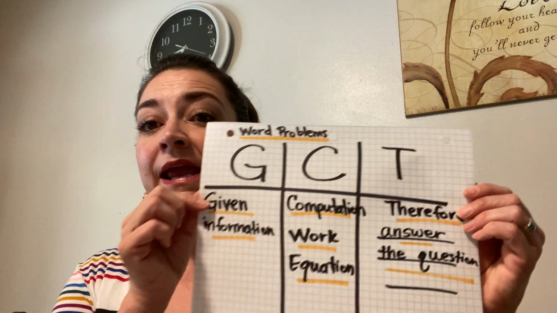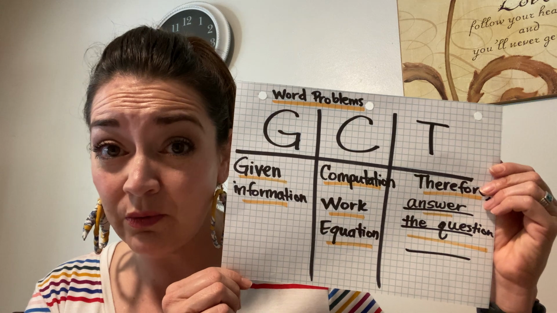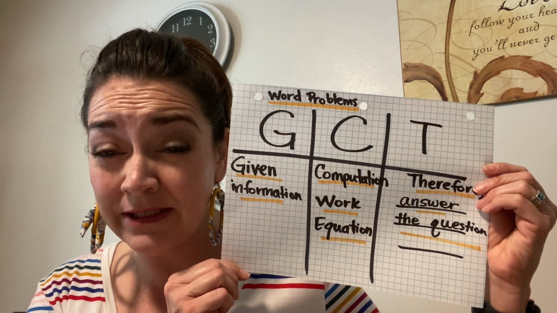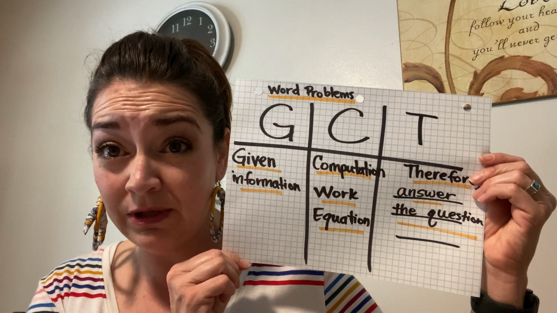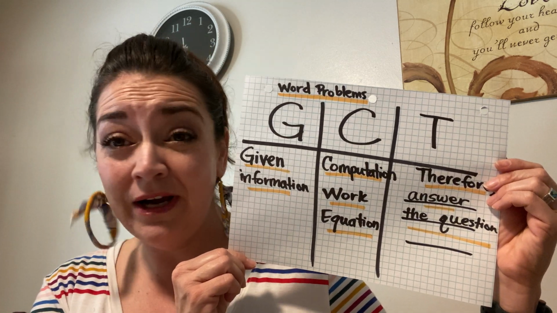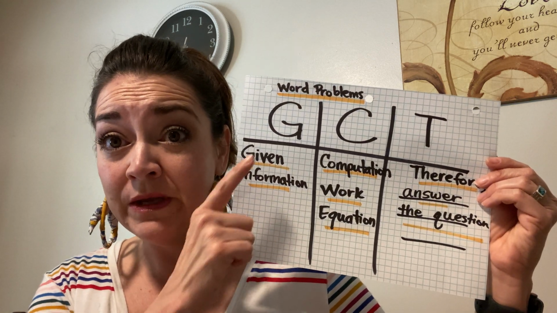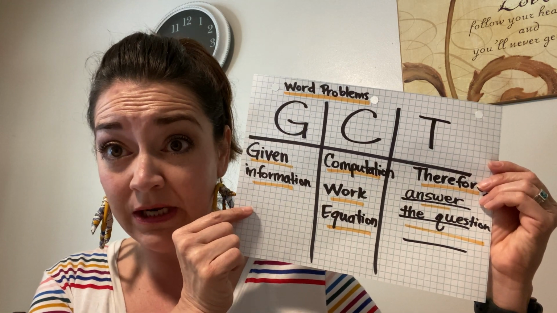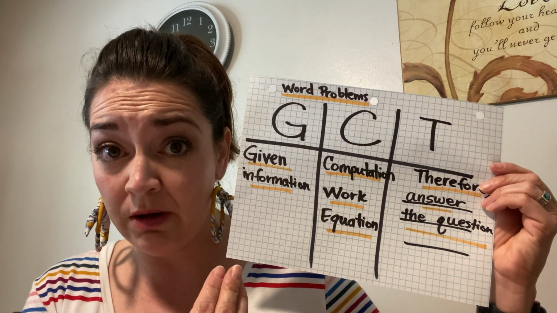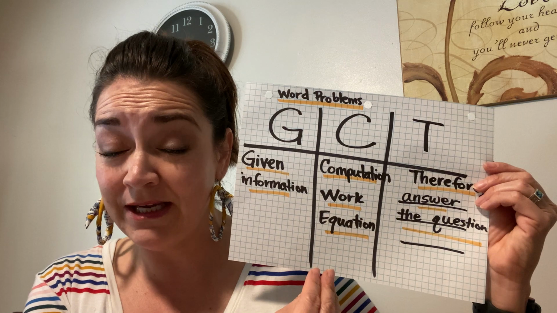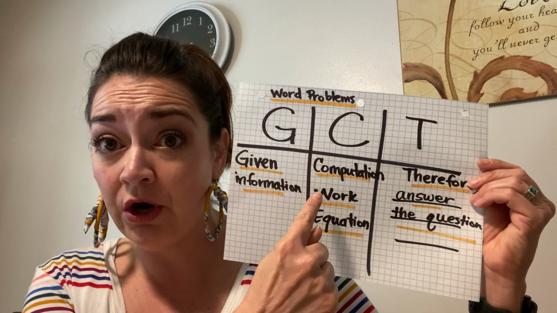All right, and since it's word problems, guess what we're going to be using? The GCT. We got our GCT. It's for our word problems. Please don't ever forget the GCT, okay? So today we are full effect using it. G is for given information. It's what they tell you in the word problem that you're going to be able to use to solve what they're asking. Okay? C is for computation.